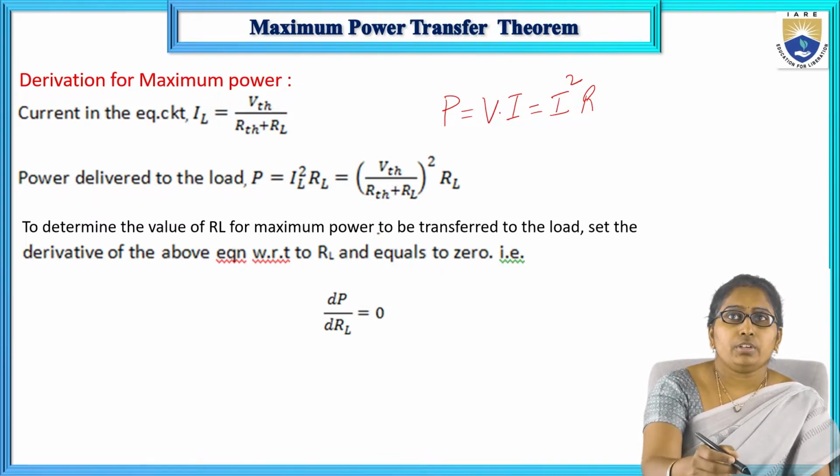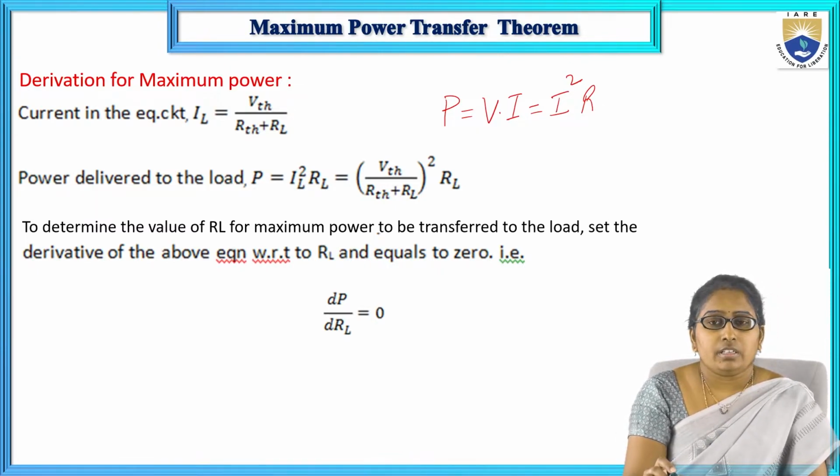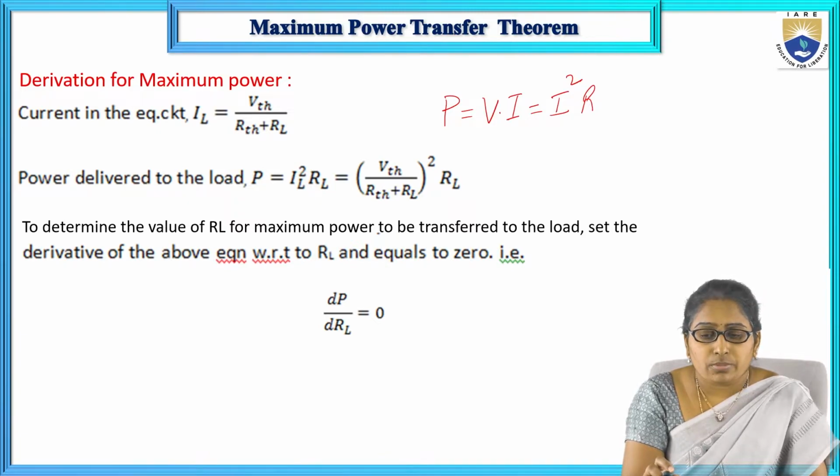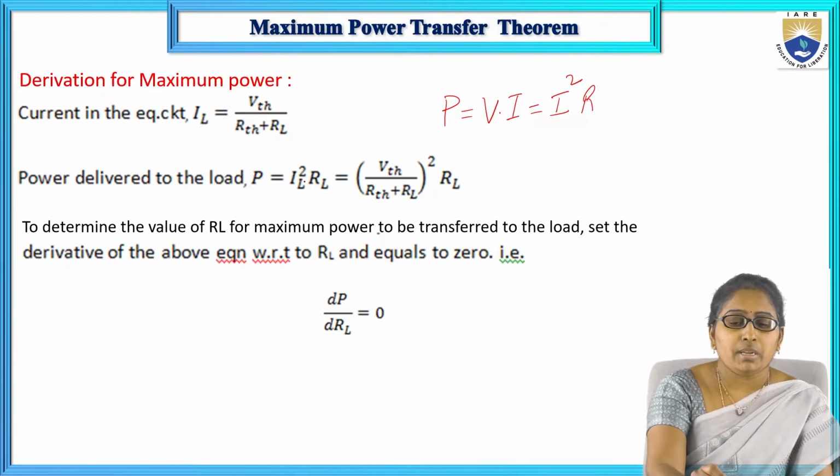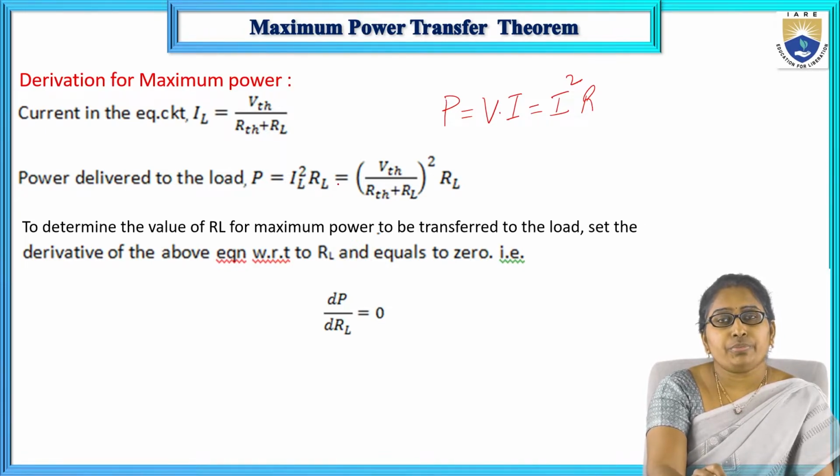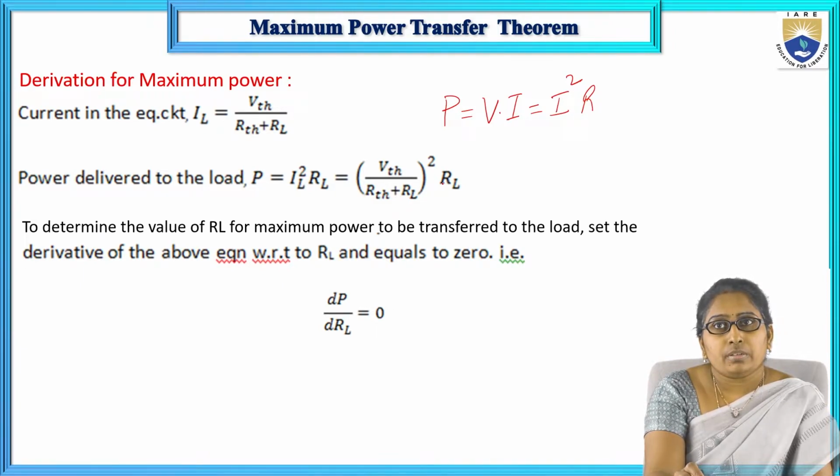Now here the power delivered expression is considered I square R. So here I means IL, R means RL. Okay. So substitute for IL. So we have IL from the equivalent circuit, VTH by (RTH plus RL) whole square into RL.